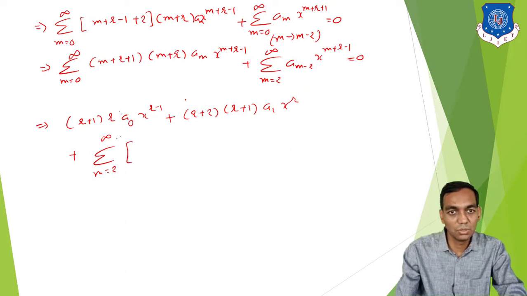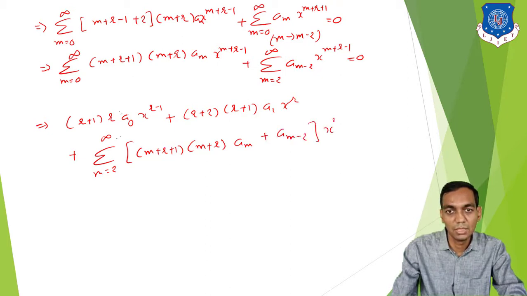Now these two terms are going to be common out. So (m+r+1)(m+r) am + a(m-2) x^(m+r-1).